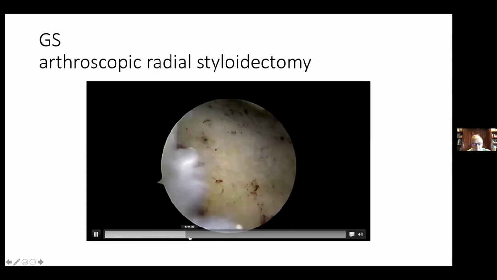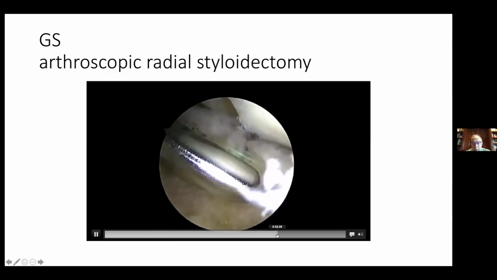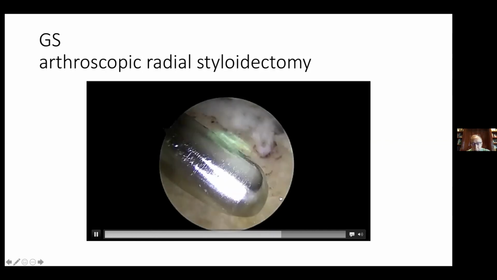Getting good bleeding bone. Let's see here. Yeah, there you can see the edge pretty clearly there too. See how deep he's getting it now?